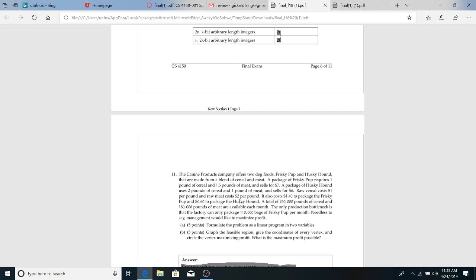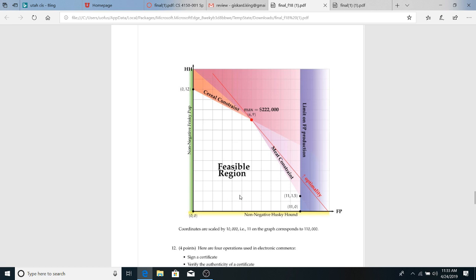You'll take that and reduce them, and then you're going to get a graph that looks like this. So the feasible region: since all of our constraints are less than or equal to, you're going to draw all these lines. Here's an example of the cereal constraint, and your feasible region will be everything below the line, because it's less than or equal to.